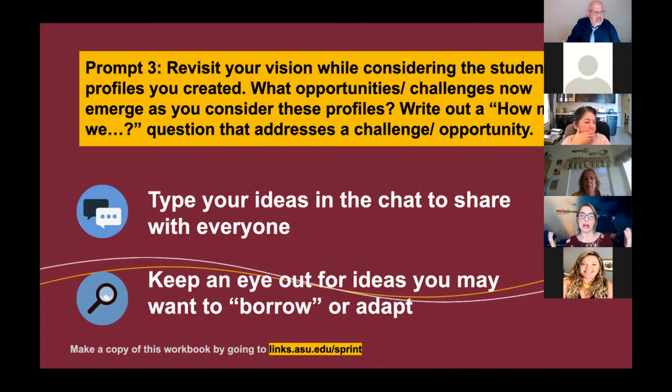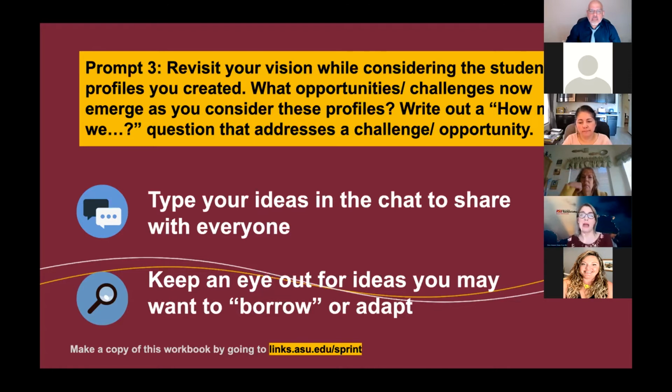We're going to try to write out a how might we question that addresses the challenge or opportunity. So for example, if your goal is to create a more interdisciplinary and active vocal experience where students are sharing and talking about their ideas, how do you do that while designing for the more introverted, quiet, hesitant to share students, as well as the more active, excited, want to get in there students?